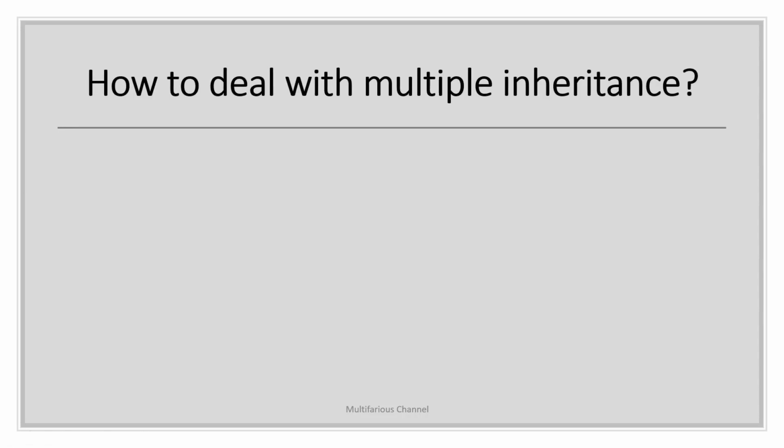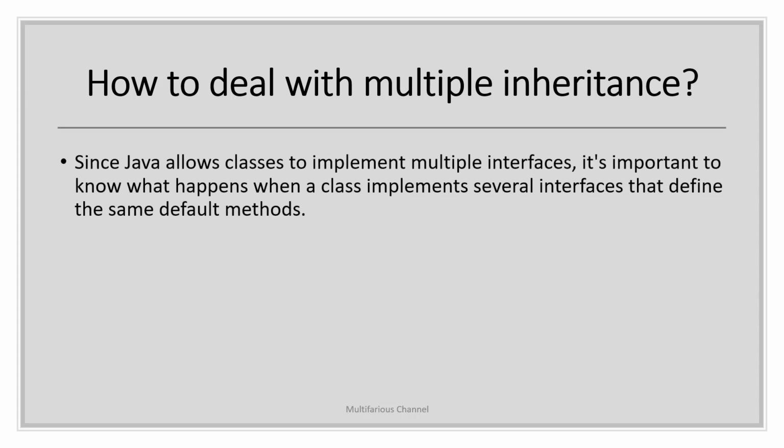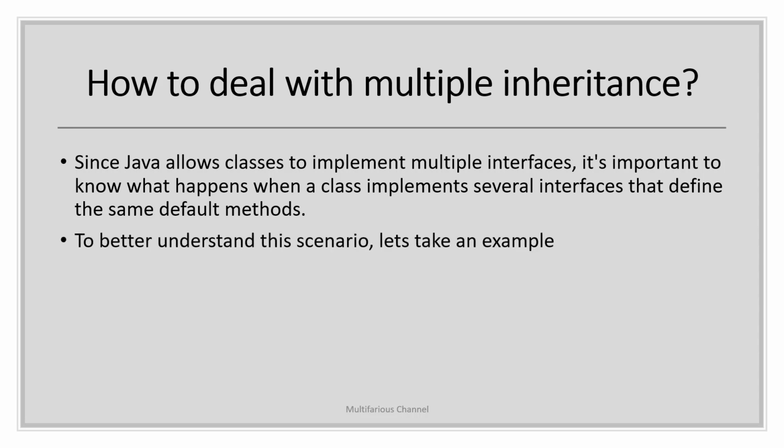So, we all know default methods are a pretty nice feature, but there are some caveats worth mentioning. Since Java 8 allows classes to implement multiple interfaces, it's important to know what happens when a class implements several interfaces that define the same default methods. So to better understand this, let's take an example.